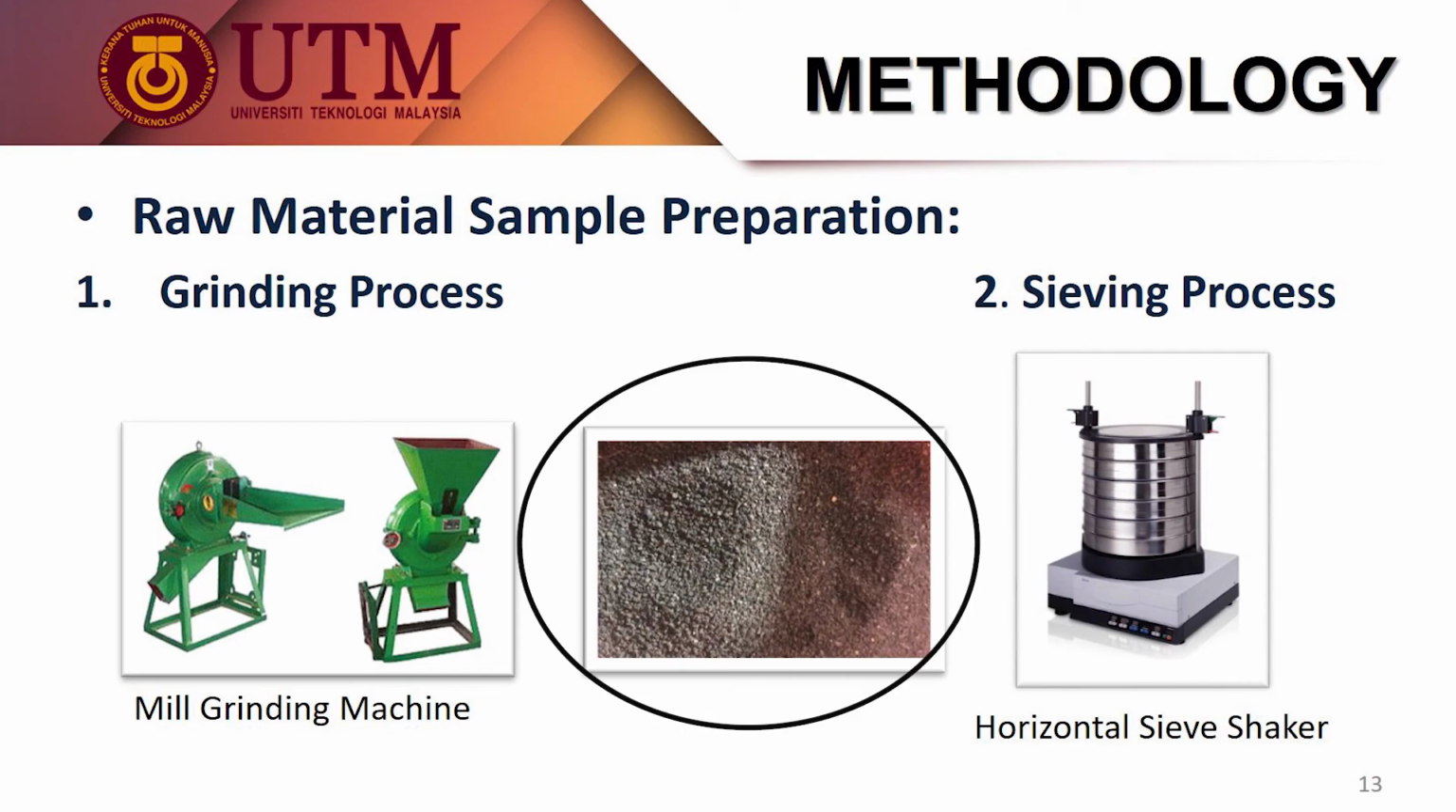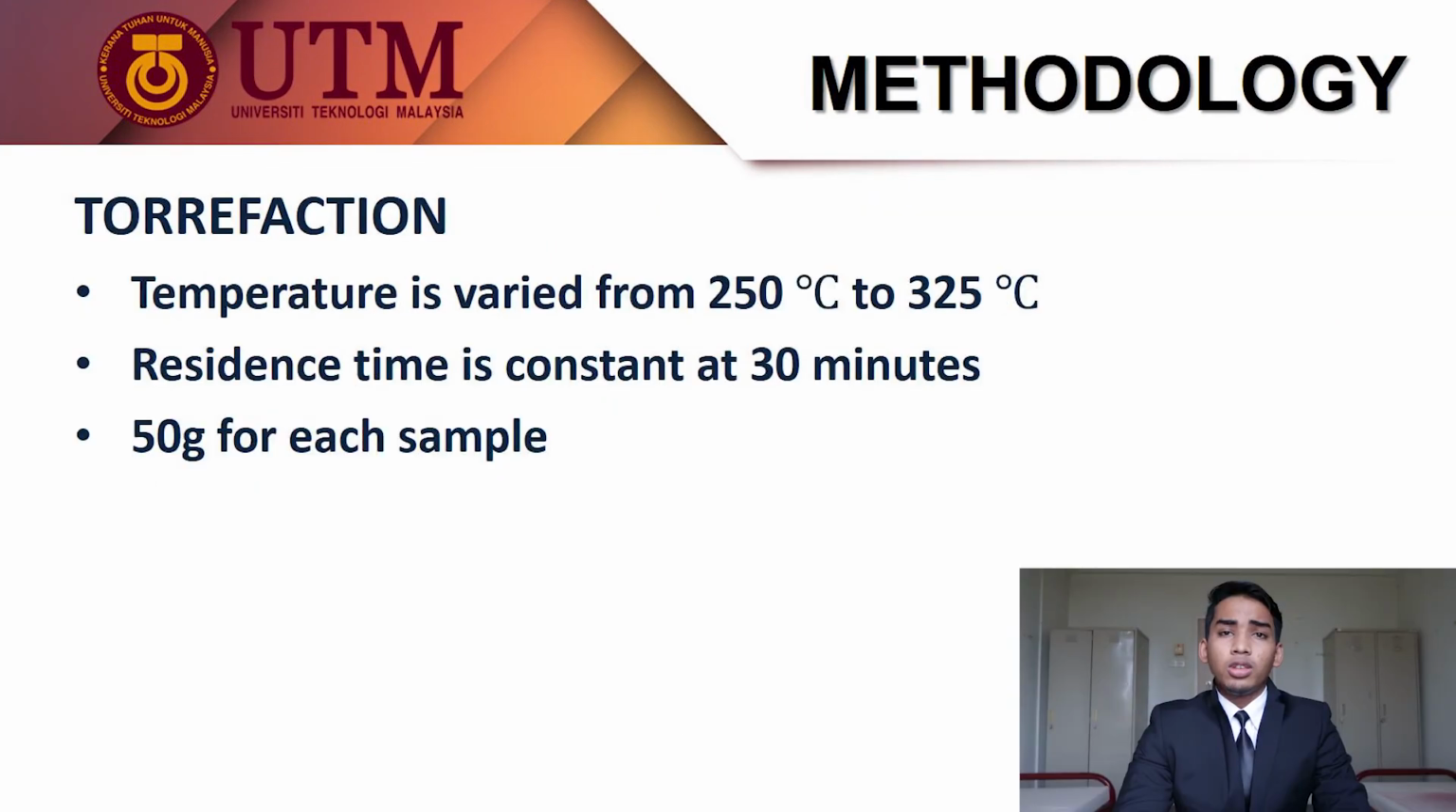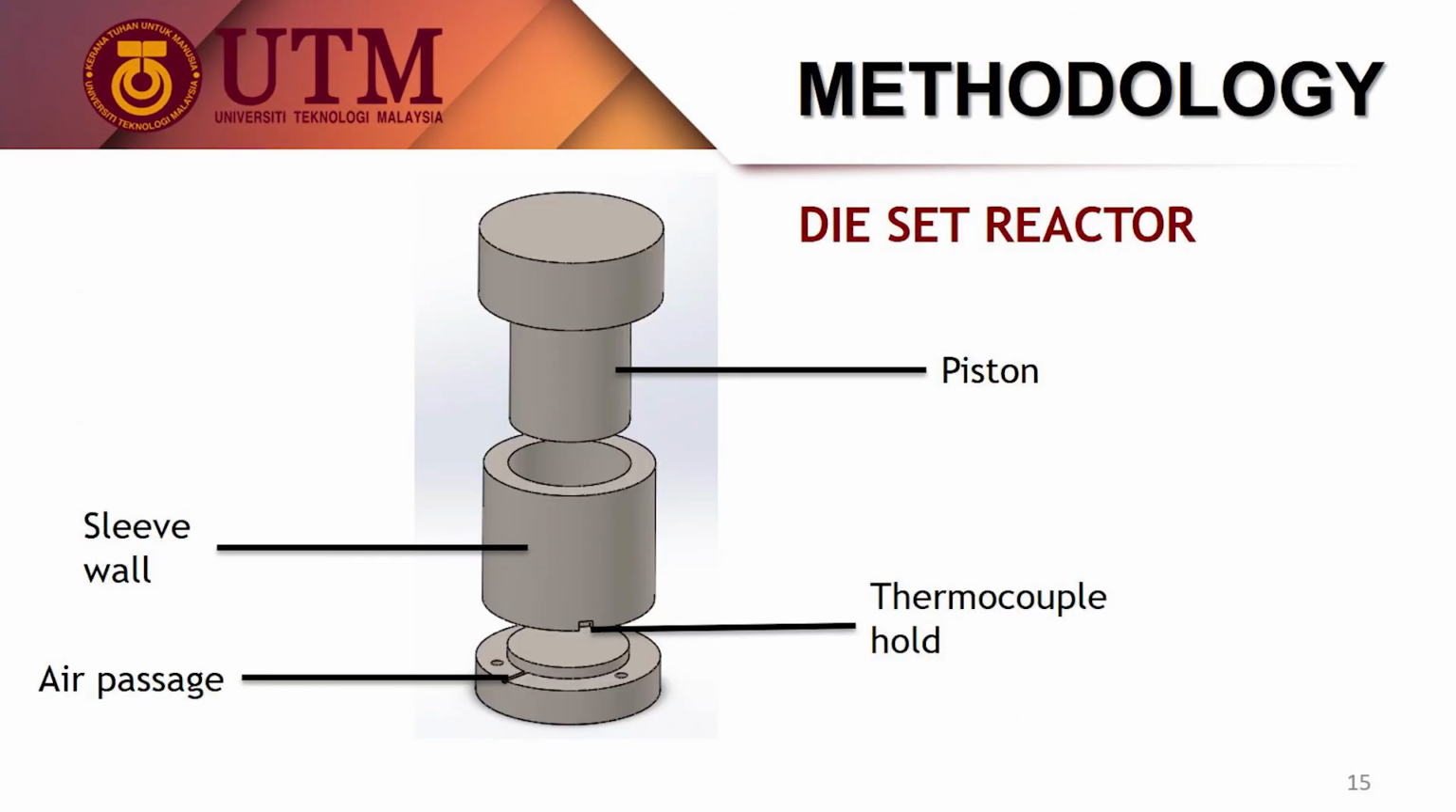Here is the sample after grind and sieve. For torrefaction, the temperature is varied from 250 degrees Celsius to 325 degrees Celsius. Residence time is constant at 13 minutes. The diagram shows the reactor that is used for this process. The reactor is designed to limit the PKS from being exposed to environment air during the torrefaction process.